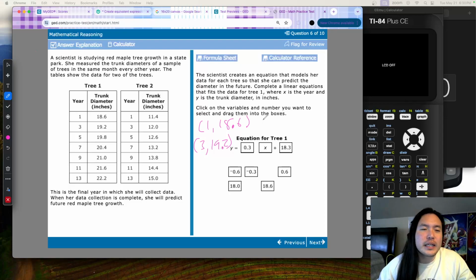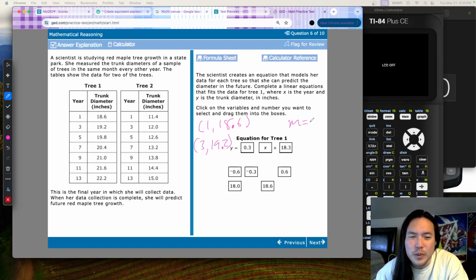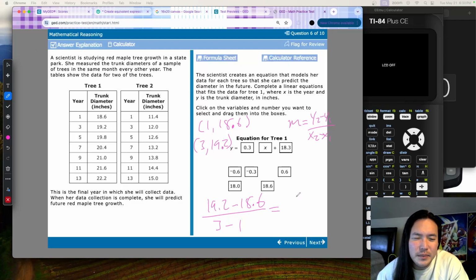Well, you can start by calculating the slope, right? So the slope, m, is y2 minus y1 over x2 minus x1. So here we can do 19.2 minus 18.6, so we're going to subtract the y's and then divide that by subtracting the x's. 19.2 minus 18.6, feel free to use your calculator, that's literally 0.6. 3 minus 1, that's 2. 0.6 divided by 2, that's literally 0.3.